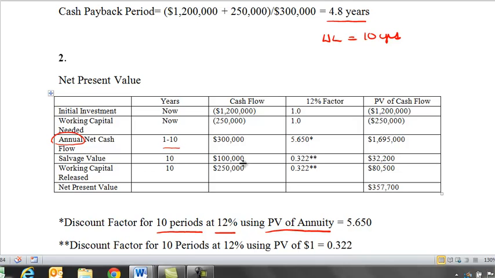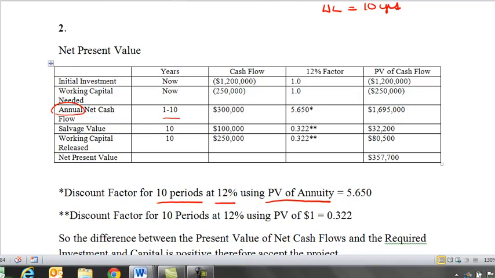Then the salvage value we're going to get at the end of the 10th year. So it's only one lump sum of 100,000. When it's a lump sum, we want to use the present value of $1.